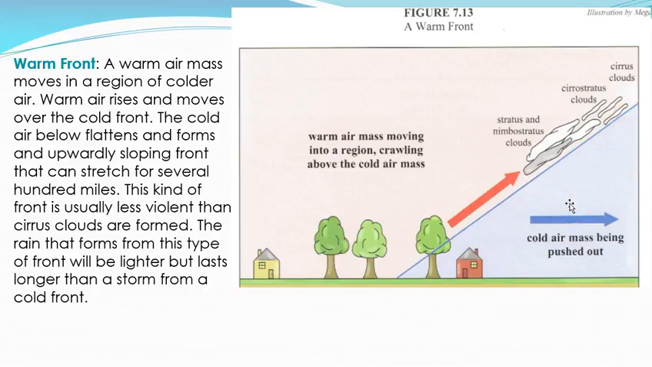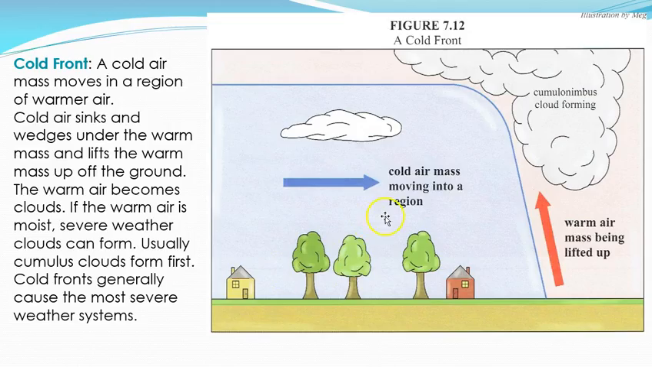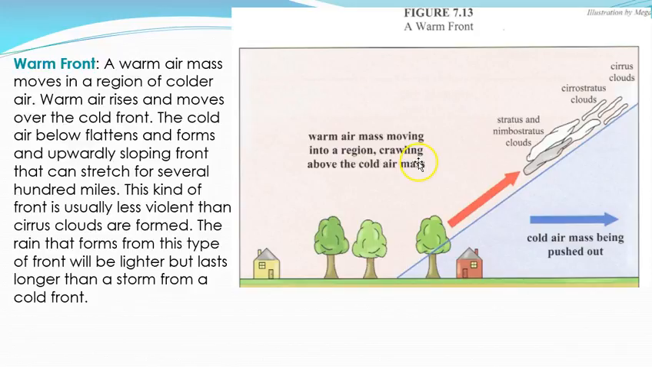This kind of front is usually less violent than the previous front that we discussed, the cold front. Cirrus clouds are formed. The rain that forms from this type of front will be lighter, but will last longer than a storm from a cold front. So if we look back here, you'll have more severe weather with a cold front, but it won't last as long. With a warm front, you'll have less severe weather, but it'll last longer.